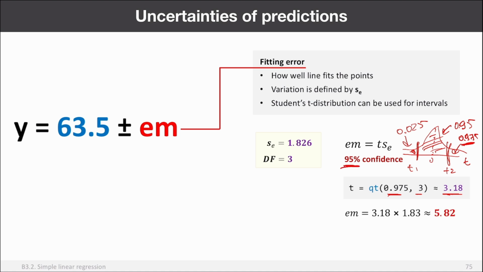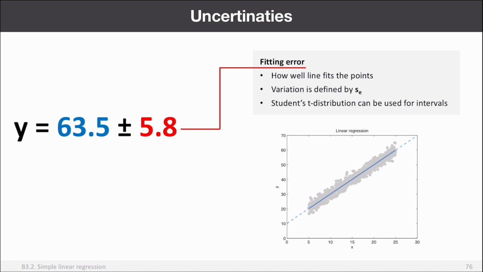Okay, so I can do that. So this is my standard error. This is my t-score. So this is the error margin. So this is how big the uncertainty is caused by only fitting error. Caused by only fitting error if you don't take into account sampling error. And this is the value, right? So this variation we estimate with 95% confidence. So it means only for 95% of the points, of the data points, right? It's plus minus 5.8 kilograms.